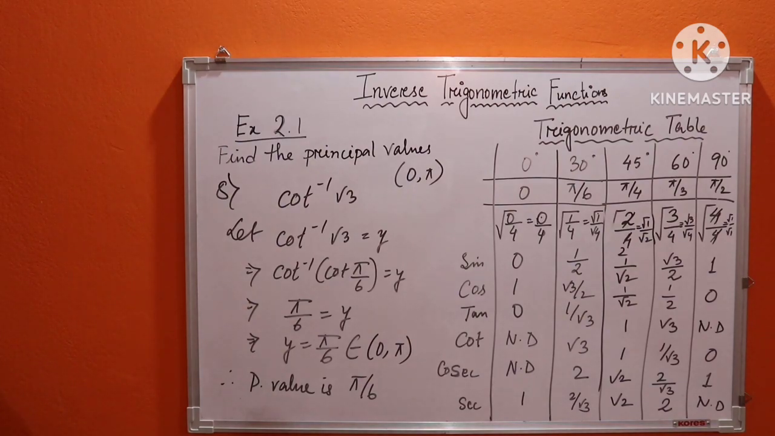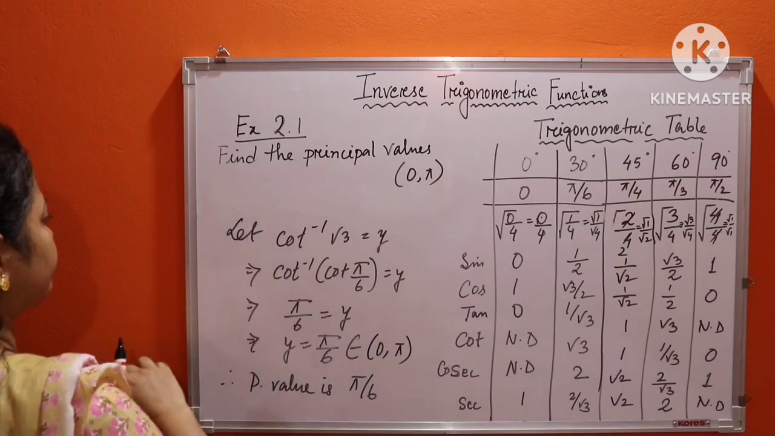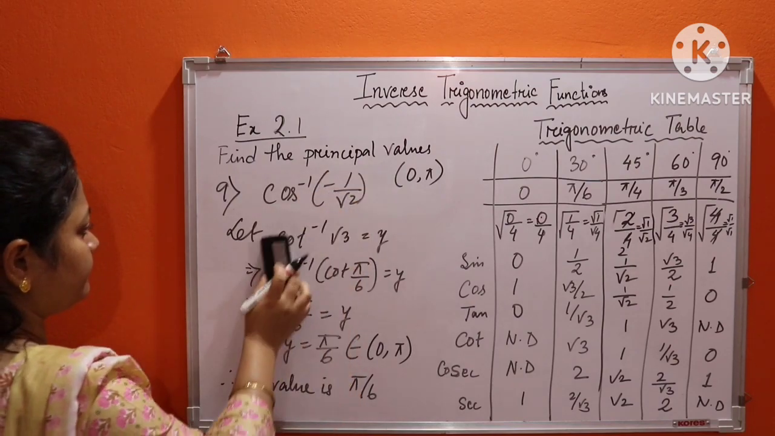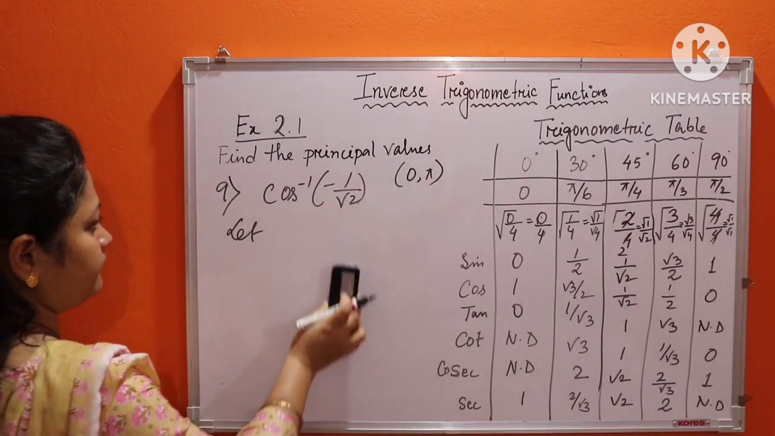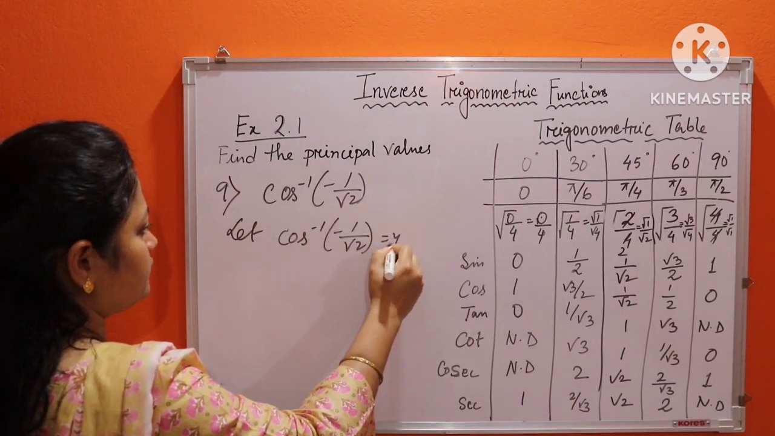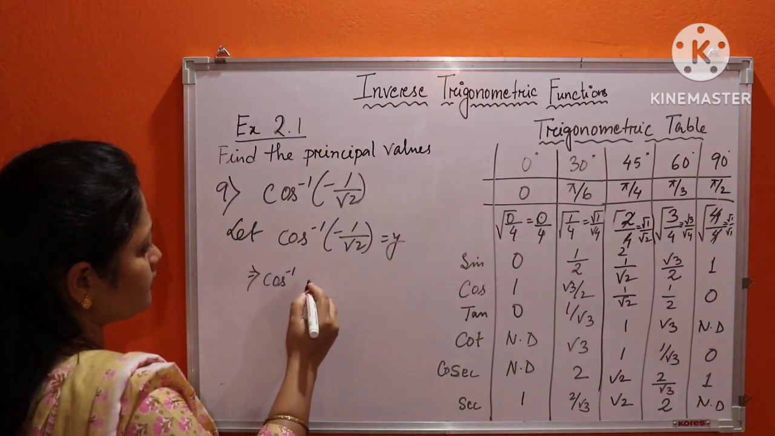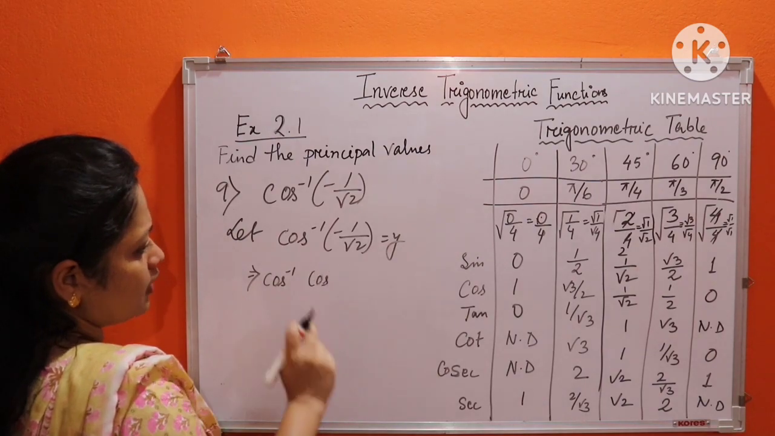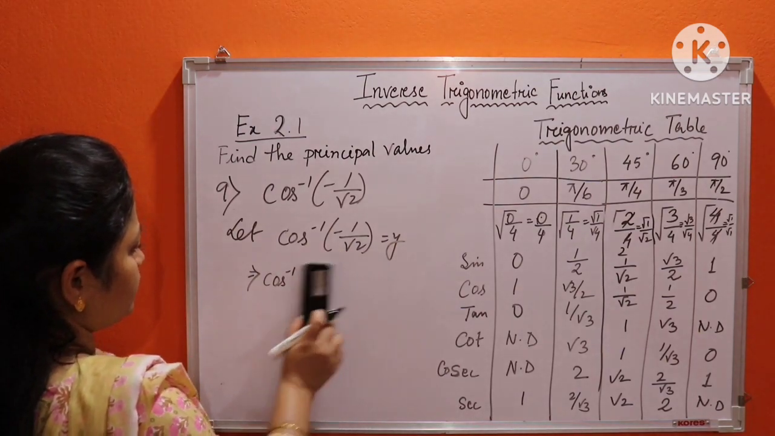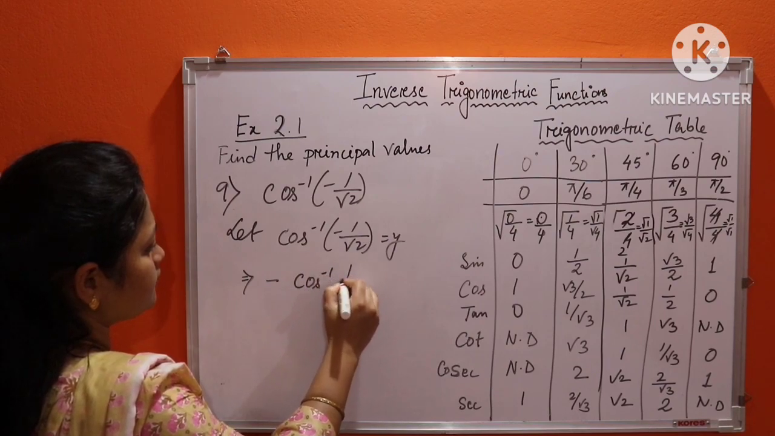Let us solve the next question, that is cos inverse minus 1 by root 2. Let cos inverse minus 1 by root 2 equal y. Cos of pi by 4 is 1 by root 2. Here the minus sign will come out of cos inverse of 1 by root 2.